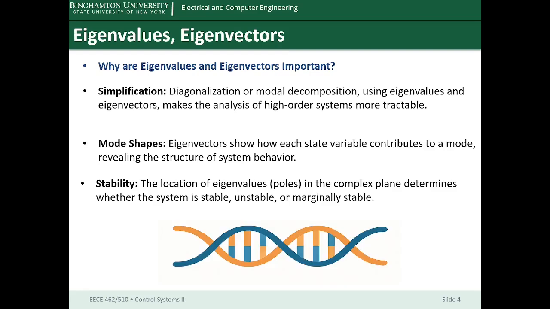In summary, eigenvalues and eigenvectors act as the DNA of a linear system. They encode its fundamental modes, its structure, and its stability properties. Understanding them transforms an otherwise complex matrix into a set of simple, interpretable components that fully describe how the system behaves.